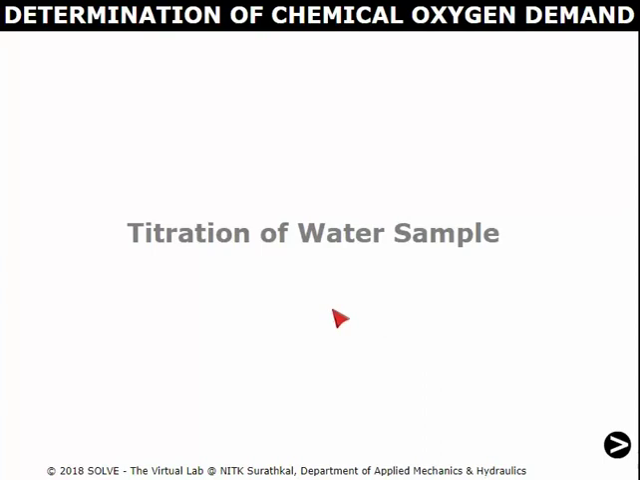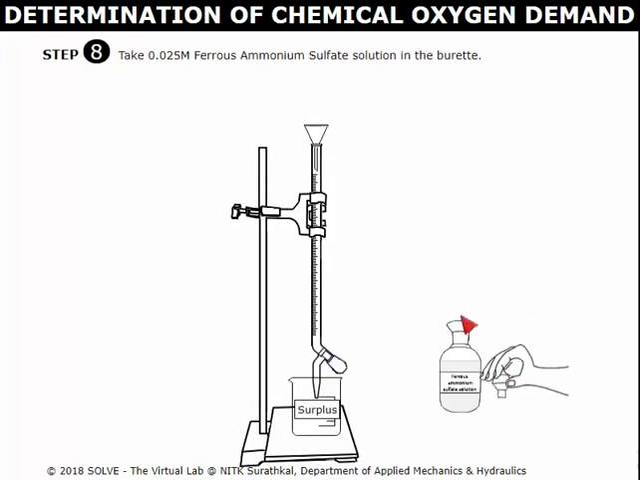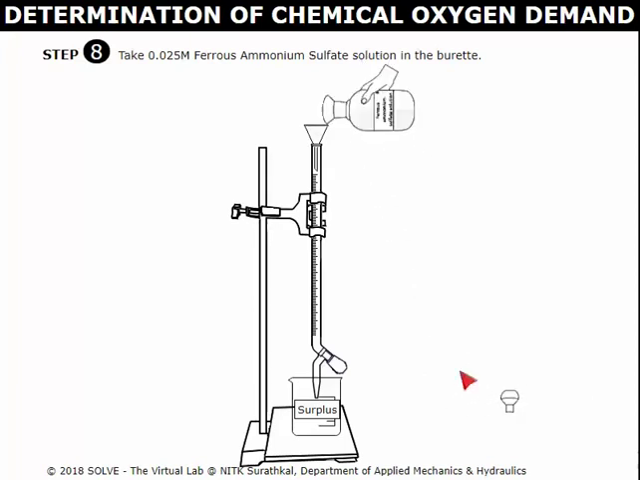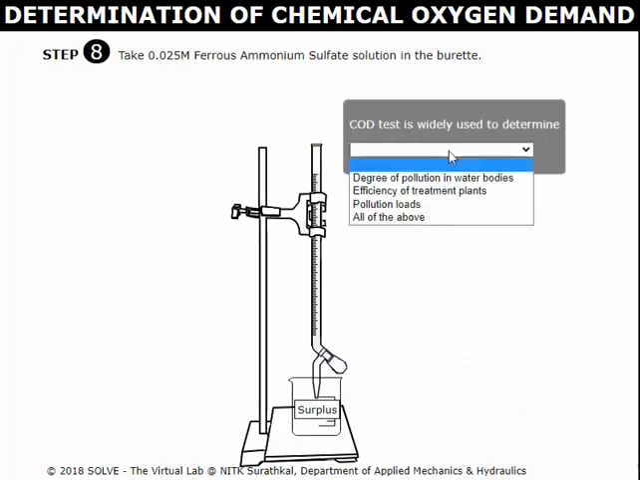Titration of water sample. Place the funnel in the burette. Click here to open the lid. Click on the ferrous ammonium sulfate solution to transfer it into the burette. Close the lid. Remove the funnel from the burette. Select the correct answer for this pop-up question to proceed to the next step.